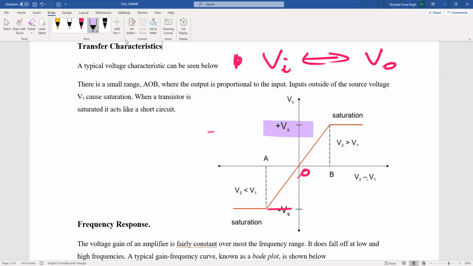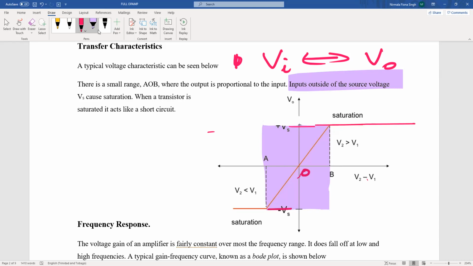So, continue reading. We have this section here. This is where everything behaves very nicely and very predictably. Now, inputs outside of the source voltage. That means when we reach the source voltage and go over it, what happens? We're going to get our amplifier flattening out, meaning the output voltage is not going to change. This is what it means by it shuts down. It's no longer working as an amplifier.